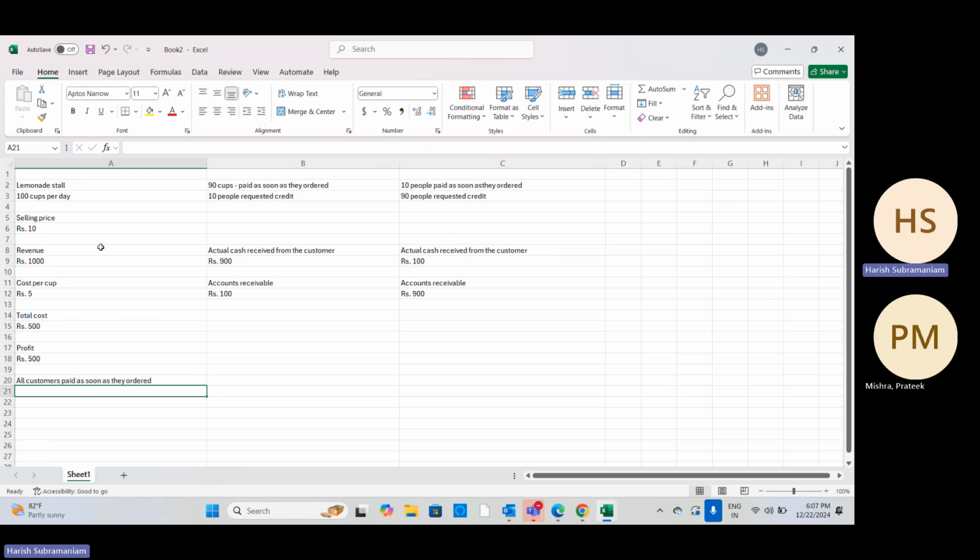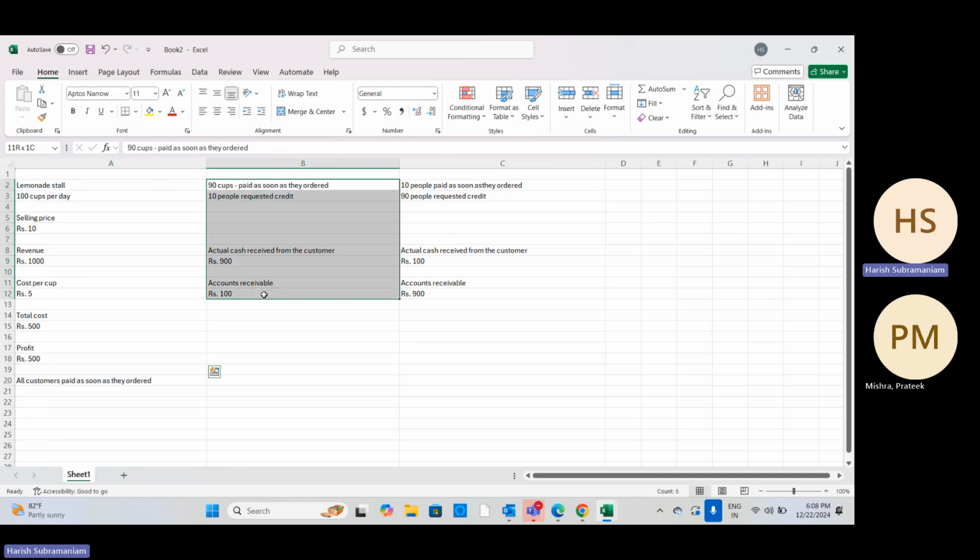In all three scenarios, technically the person has sold 100 cups at rupees 10, the cost per cup is rupees 5, and therefore the total cost of this person is 500 and the profit is rupees 500, whether it is in this scenario or in this scenario. But if we consider the three different scenarios, here he has actually received 1000 rupees in cash. Right. So for the next day, he has to again purchase raw materials and other things. He still has that 500. He can pay that 500, purchase the raw materials, and then continue to run the business.